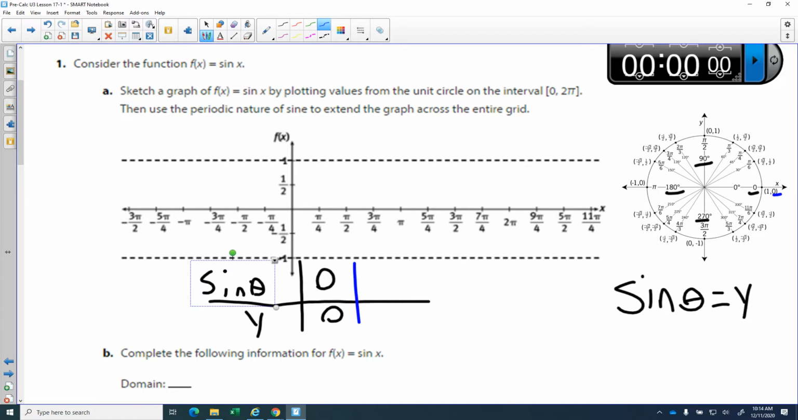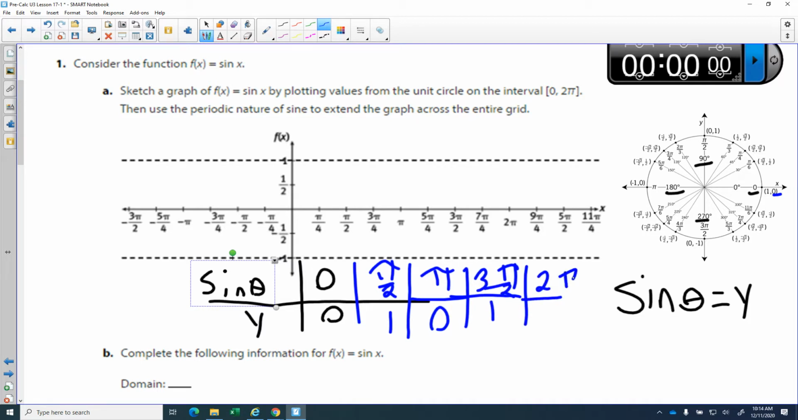If I continue this around the circle, we go to pi over 2 or 90 degrees. At that value, I have an answer of 1. At pi, I have an answer of 0. At 3 pi over 2, I have an answer of, excuse me, -1 at that value. And lastly, at 2 pi, I have another answer of 0. You see how it just keeps repeating around these coordinates, giving me nice values I can actually graph out.